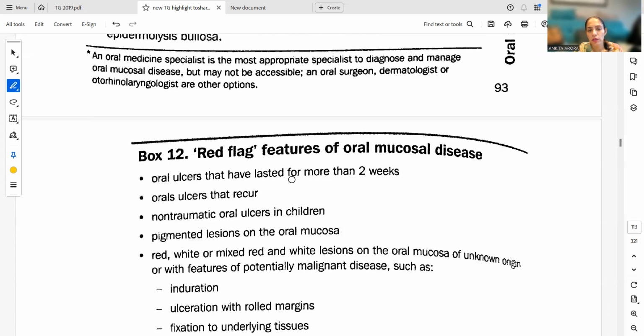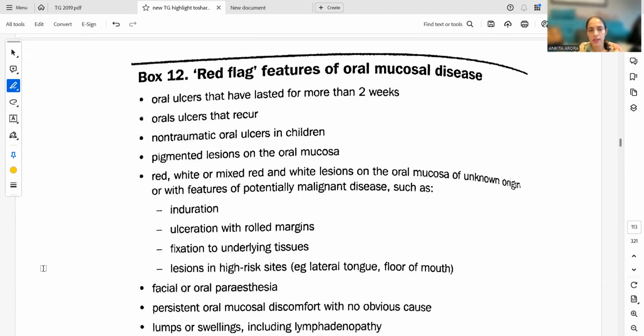What are the red flag features of the oral mucosal disease? Oral ulcers that have lasted more than 2 weeks. Okay. Any long-standing ulcer, more than 2 weeks, if the patient says he doesn't remember since when this ulcer is there, that means it is pretty long, more than 2 weeks, and must be tested. Oral ulcers that recur. And one should rule out aphthous ulcers. Okay. Then we have non-traumatic oral ulcers in children.